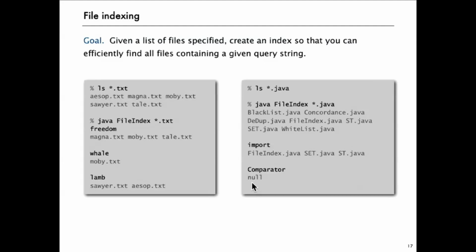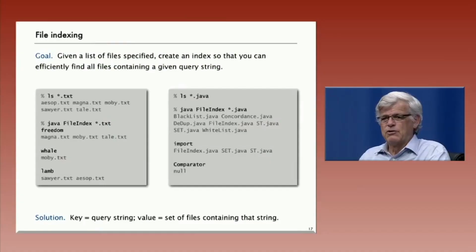So again, a very general capability that's got lots and lots of applications and easy to implement with our symbol table API. And the idea is that what we're going to do is associate keys with values. Well, the key is the string we type. What's the value? Well, what we're going to use for value is a set of files, the files that contain the query string. So just given that high-level description, then the implementation is pretty direct.